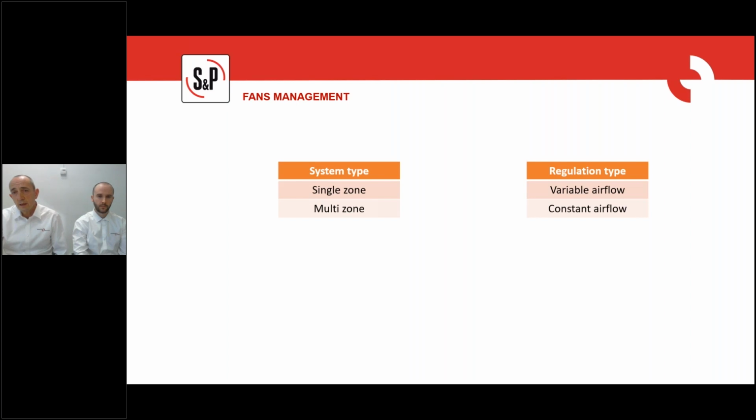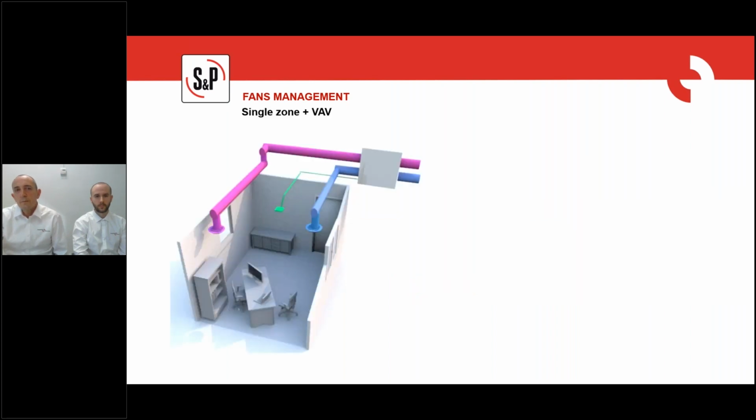If we think in ventilation in terms of regulation, then we have two different types of system: variable airflow and constant airflow. So depending on the system type and the regulation we have to apply, we will choose the best system for our case, for our application.